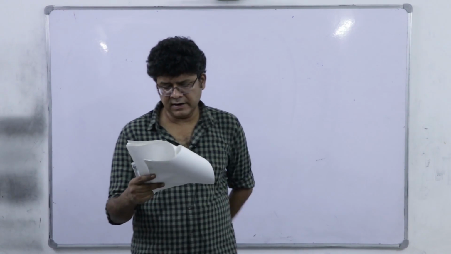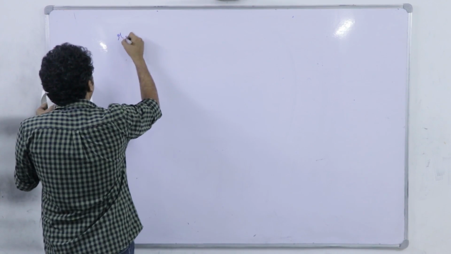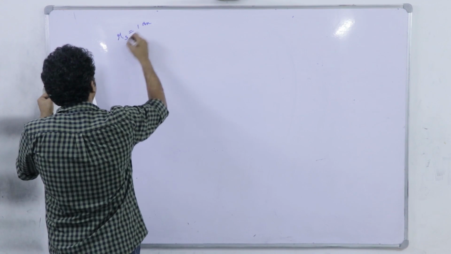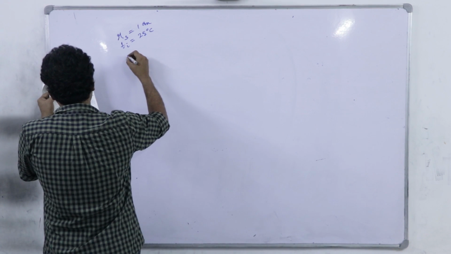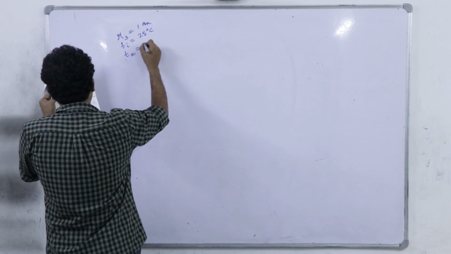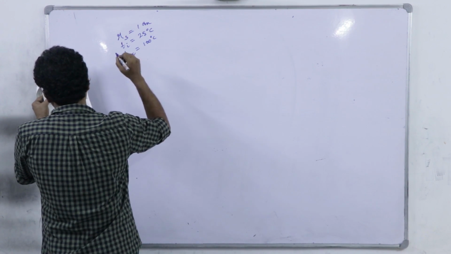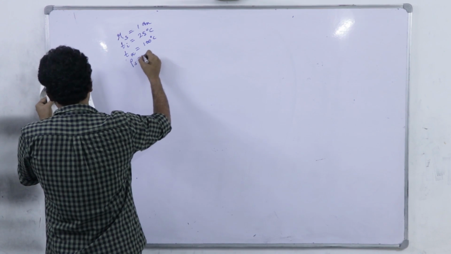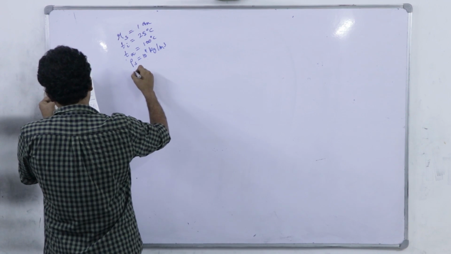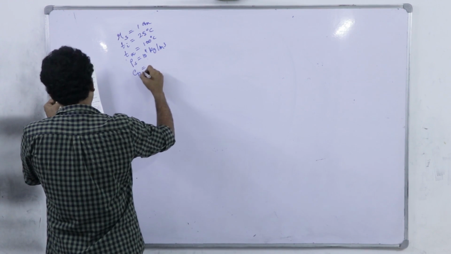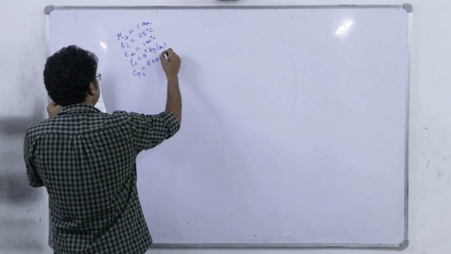Just see this 2019 2 marks problem. A solid sphere of radius 1 centimeter, initial temperature 25 degrees Celsius, is exposed to a gas stream of 100 degrees Celsius. For the solid sphere, the density is 10 to the power 4 kg per meter cube. Its specific heat capacity Cps is 500 joule per kg per Kelvin.